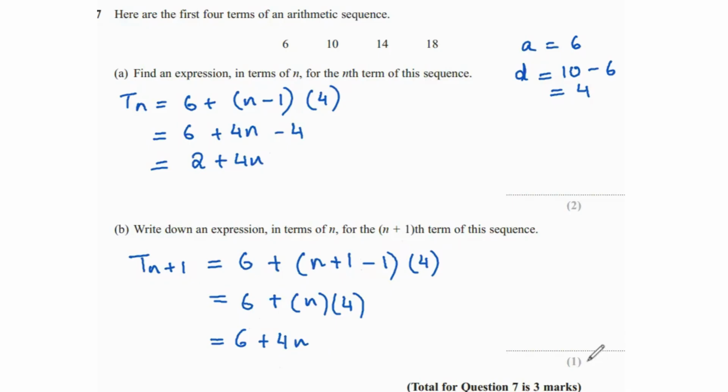And also, look at the marks. It's just 1 mark, which means there's no technical calculation. You just have to replace n with n plus 1 and then simplify the expression. If it was saying n plus 2th term, then you would replace n with n plus 2. So we're going to use the exact same expression that we found in part A and just replace the n with n plus 1. That's the only difference between the first part and the second part. And with that, we're done with the sequences questions.